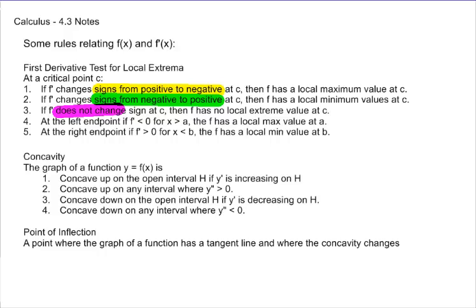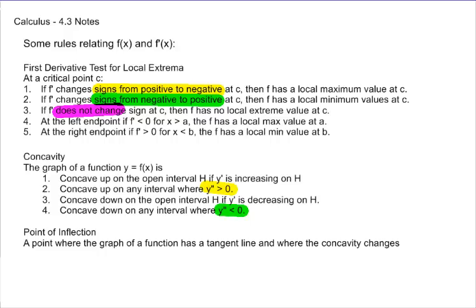The second thing that we're going to look at is what's called concavity, and it's the way that a graph bends. And so if we're concave up, then the second derivative will be greater than 0. And if we're concave down, the second derivative will be less than 0.